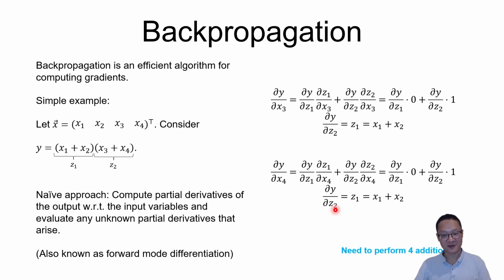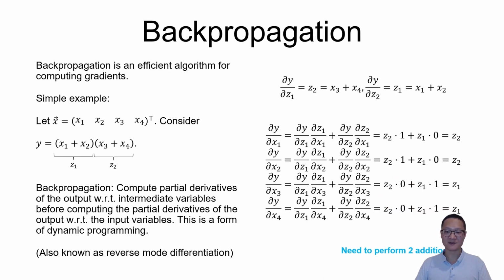So we ended up performing 4 additions because in the end we have to add x3 plus x4, and then we add x3 plus x4 again. This is a repeated computation, and then x1 plus x2, and then x1 plus x2. So that was not the most efficient way. So the idea of backpropagation is to make sure that we don't waste our efforts repeating all of these computations.